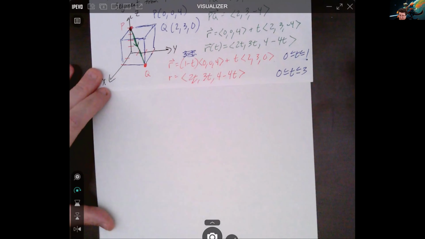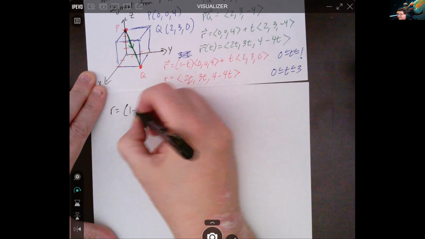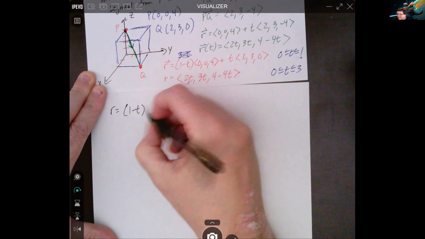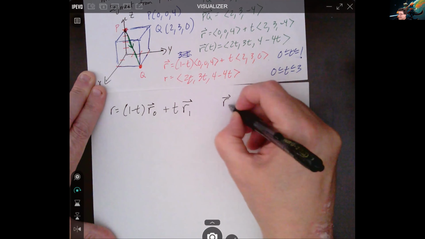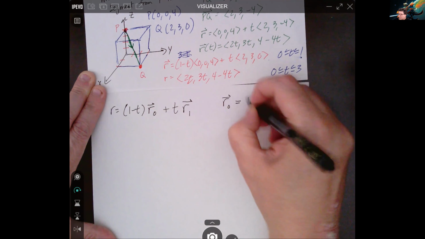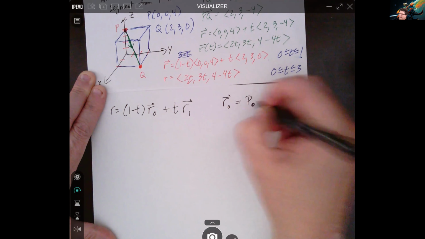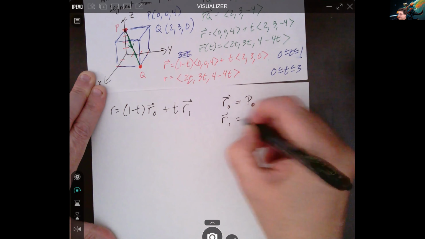So it's r equals 1 minus t times the r naught vector plus t times the r1 vector, where r naught points to p and r1 points to q.